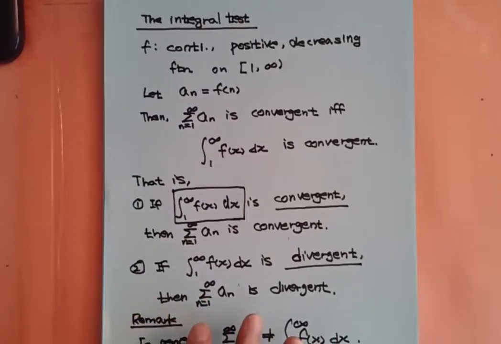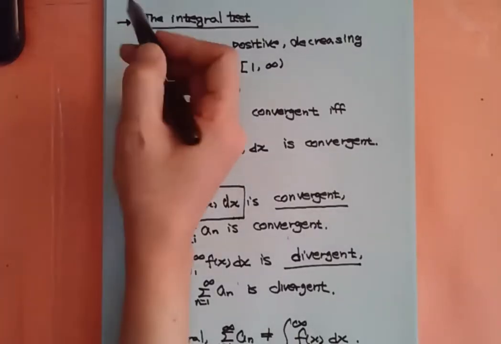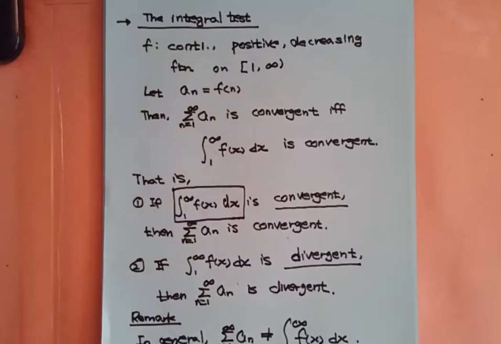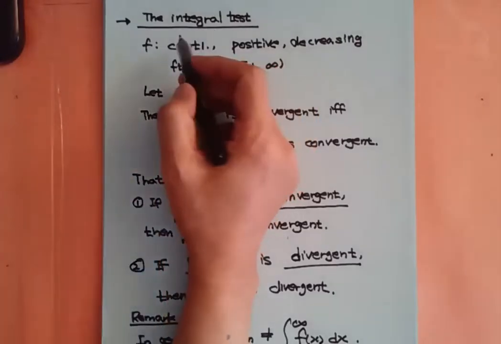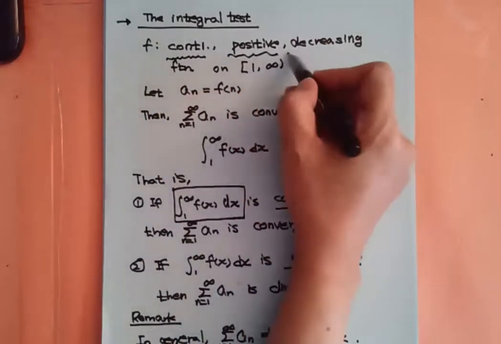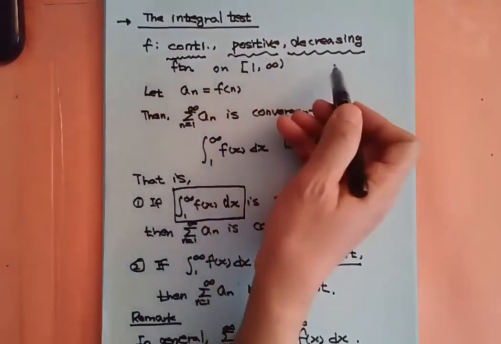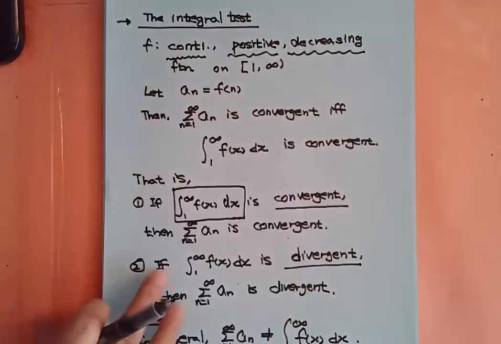If I repeat it again, when we think about the integral test, what you would think about is that the integral test determines whether the given series converges or diverges, but it doesn't determine the sum of the series. To apply the integral test, the first thing you have to think about is whether the given function is continuous, positive, and decreasing. If the function doesn't satisfy all three conditions, then you cannot apply the integral test.